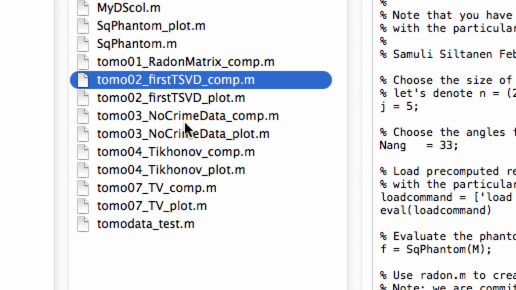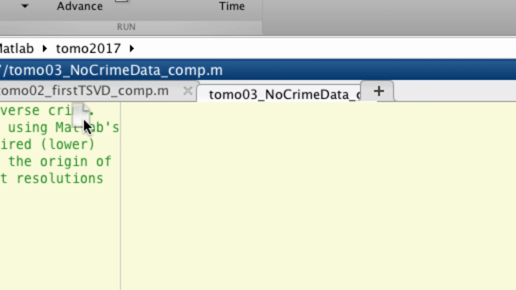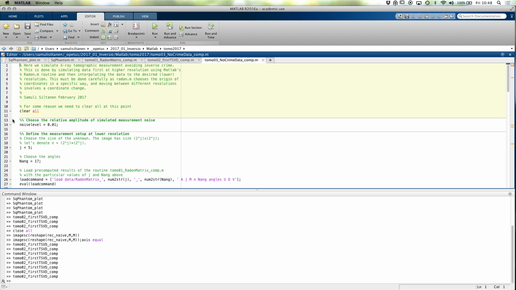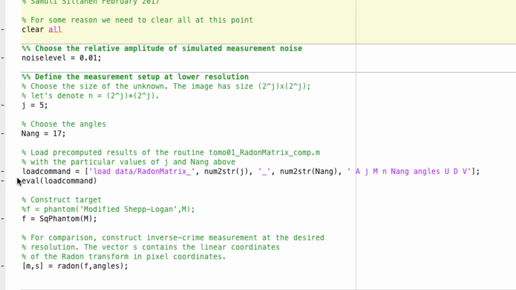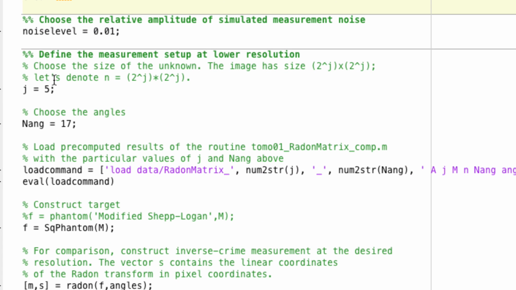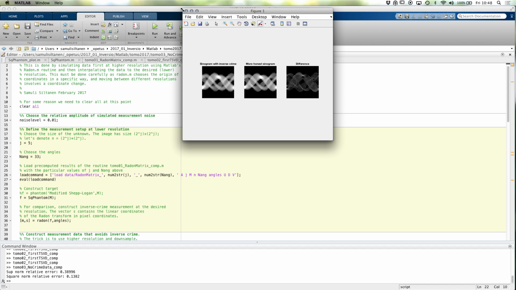So next let's do the avoidance of inverse crime. I wrote up this file based on the previous course of 2015. I just updated it to match this year's notation and phantom. So let's see what happens here. Let's take the same case we were just looking at. Let me just first run this and see what's happening.